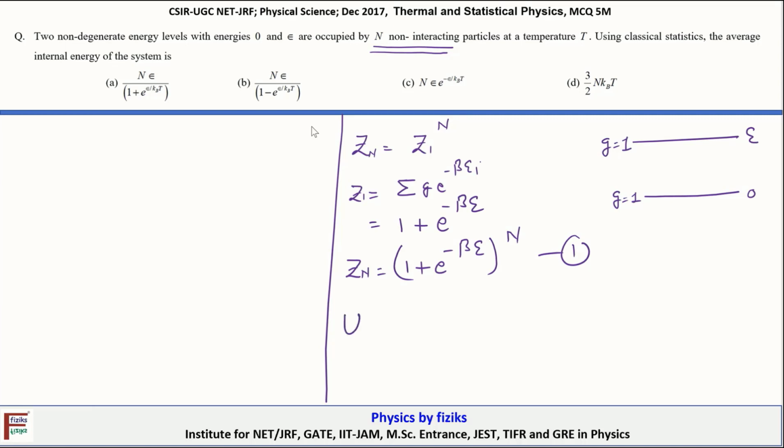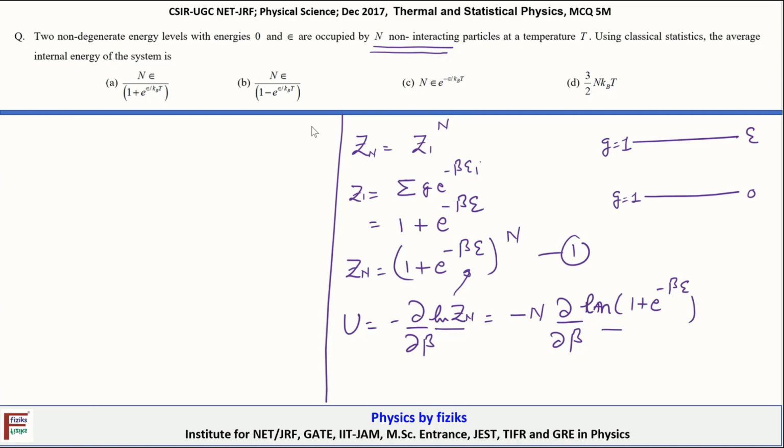Now the internal energy is equal to minus curly del by del beta of ln Zn, and that is nothing but, if you take the logarithm of this function, then this turns out to be equal to minus n del by del beta of ln of 1 plus exponential minus beta E. So n, because actually it was 1 plus exponential minus beta E power n here, so I took n before the differential because it's a constant quantity.